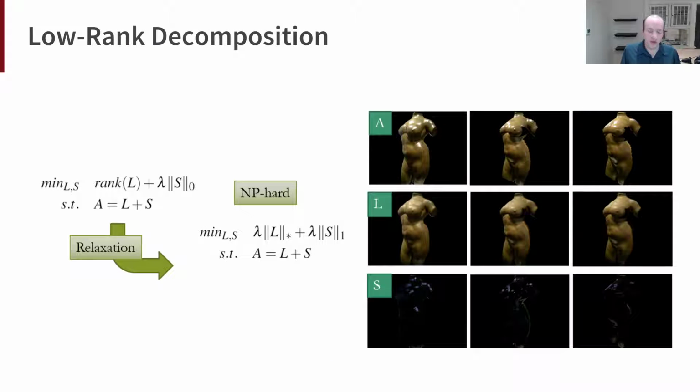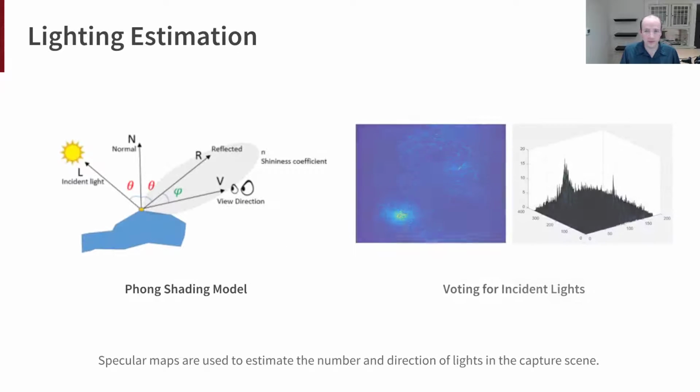Okay, if you really want me to prove this is a hard problem, here are some equations, but please see the paper for an actual explanation of how this works. In this work, we are using the well-known Phong shading model. After the maps are separated, we use the specular maps and the surface normals to estimate the number and direction of lights in the capture scene.